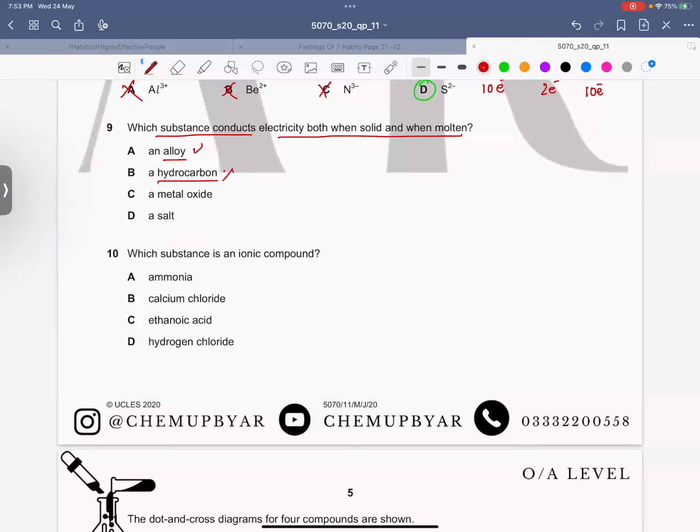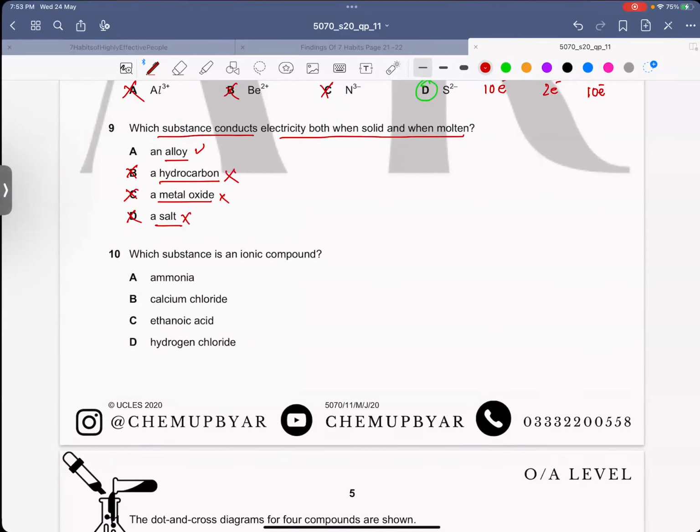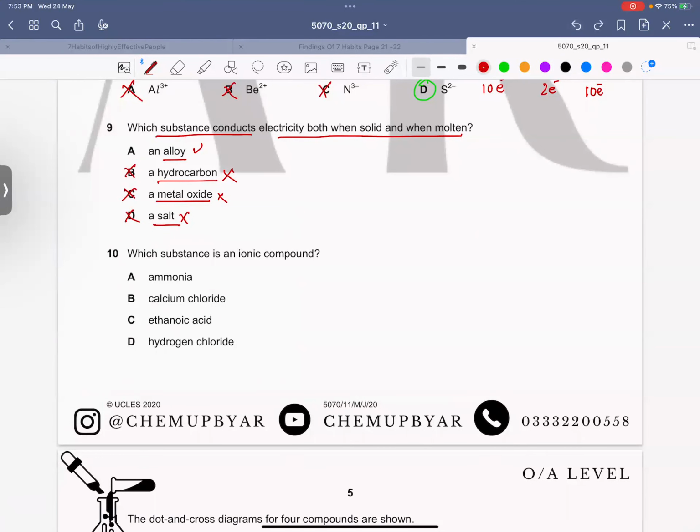A hydrocarbon doesn't conduct electricity in any form. A metal oxide conducts electricity when it's molten, but not in solid. In the same way, a salt conducts electricity when it is molten, but not solid. So A is your correct answer in this case. Is this clear?